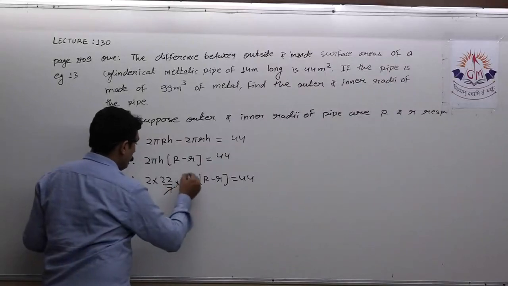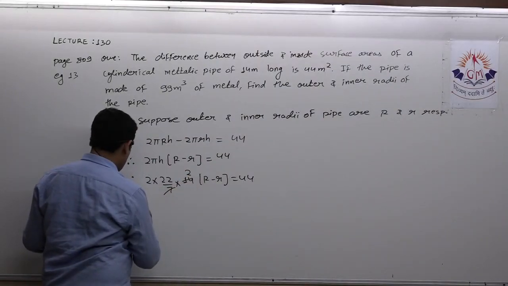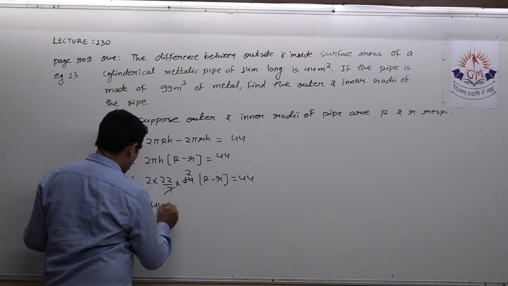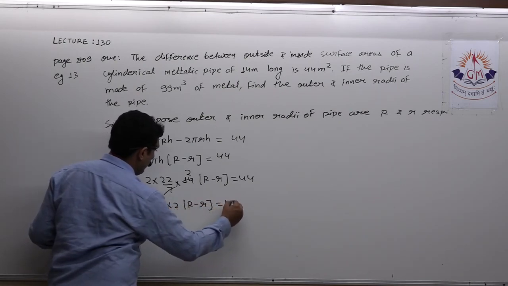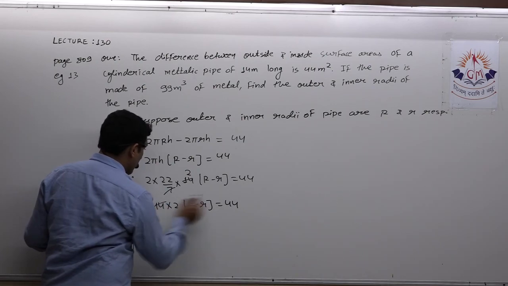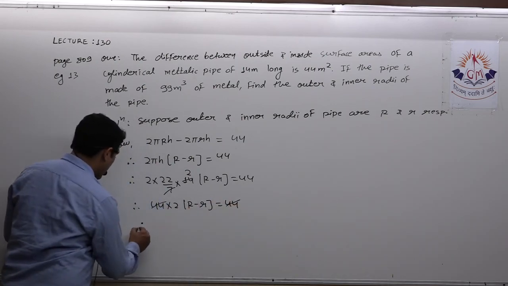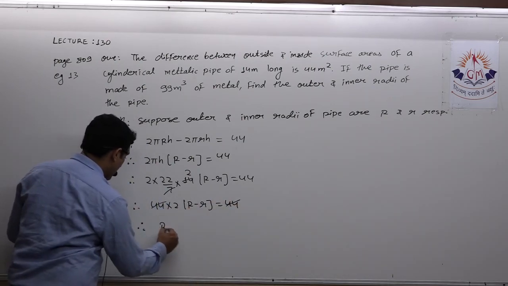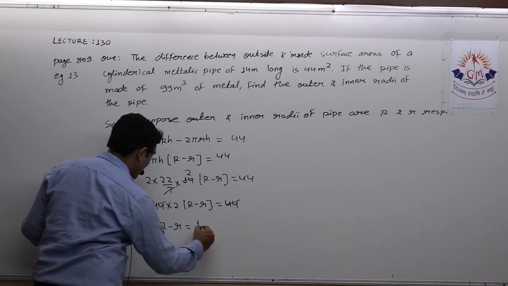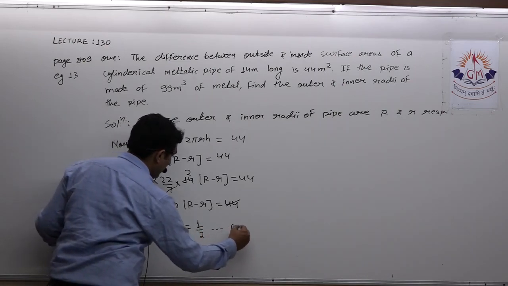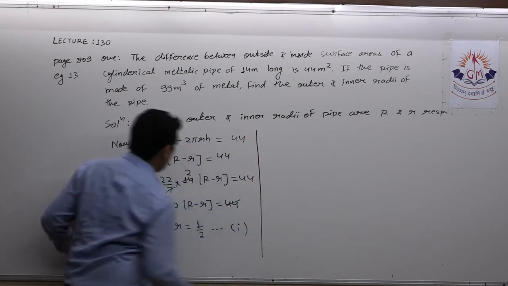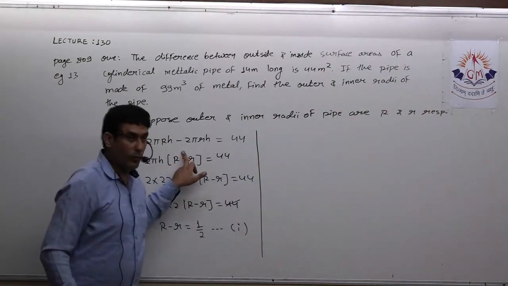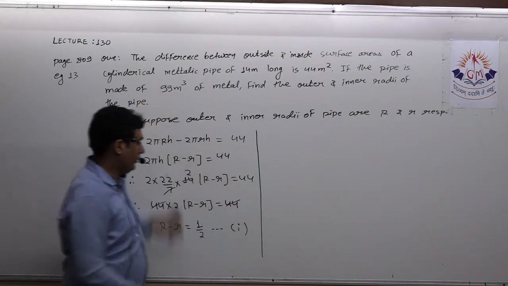Okay, so 7 2s are 14. Here I can say 44 into 2 into capital R minus small r is equal to 44. This 44 cancels. So ultimately I have capital R minus small r is equal to 1 by 2. Let it be equation number 1. Okay. Now other than this we have one more information, that is about its volume.